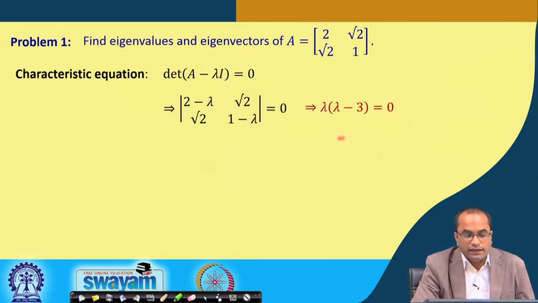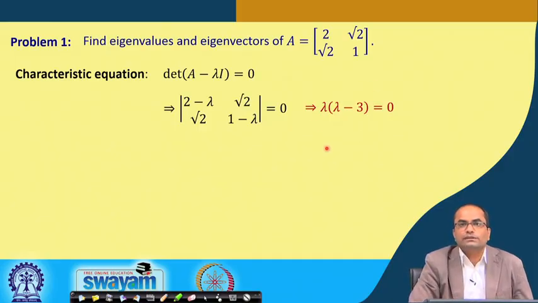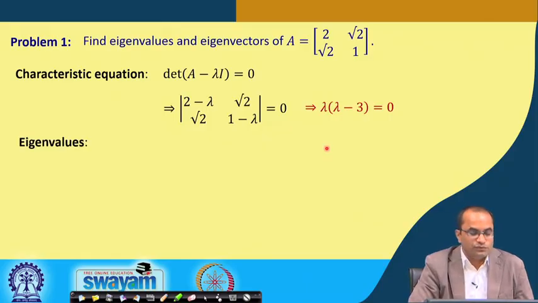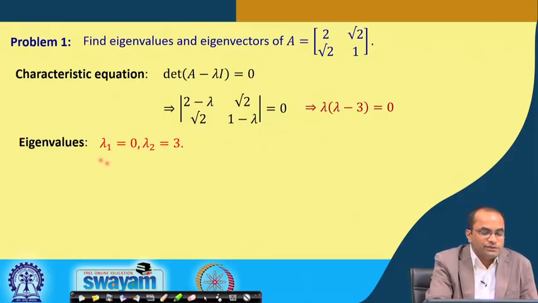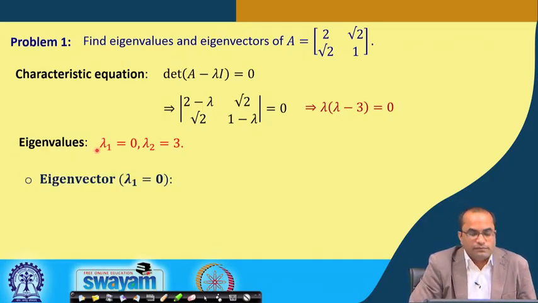So, here we have this characteristic equation, which tells that there are two eigenvalues, lambda is equal to 0 and lambda is equal to 3. So, the eigenvalues here are lambda is equal to 0 and lambda is equal to 3.